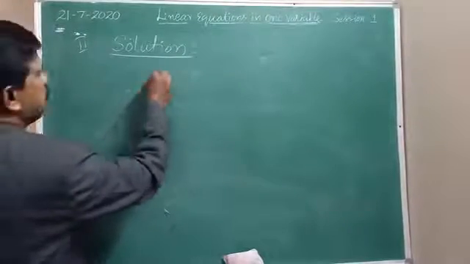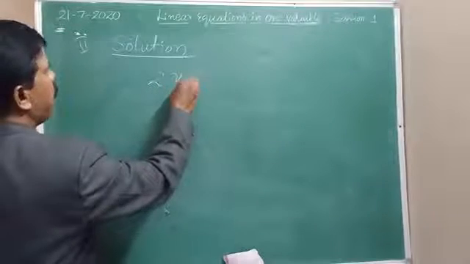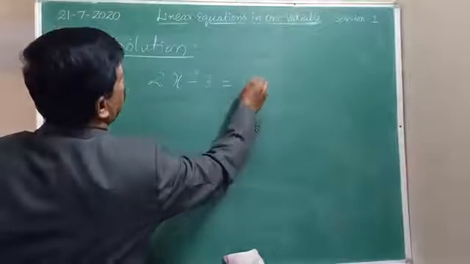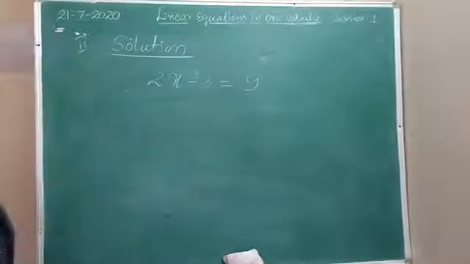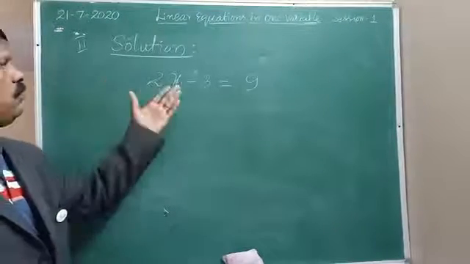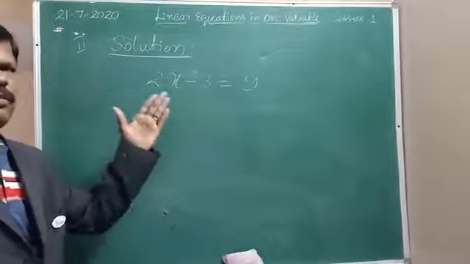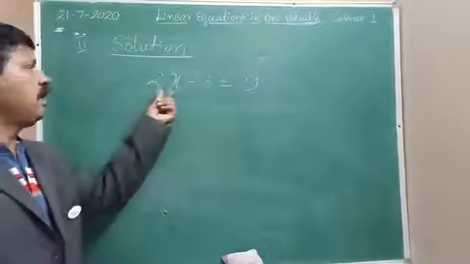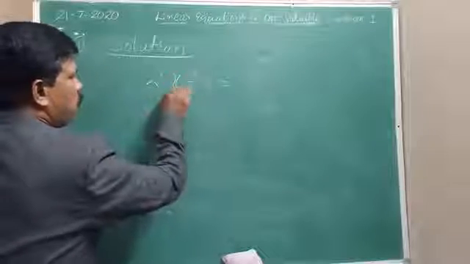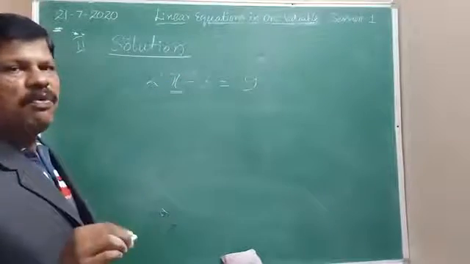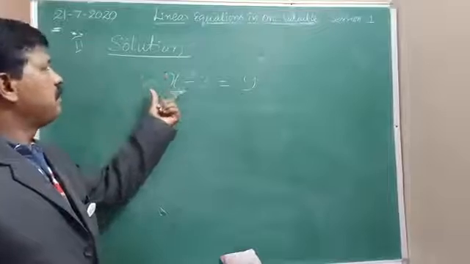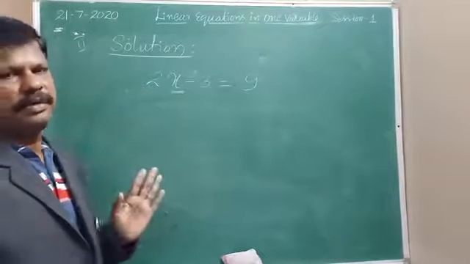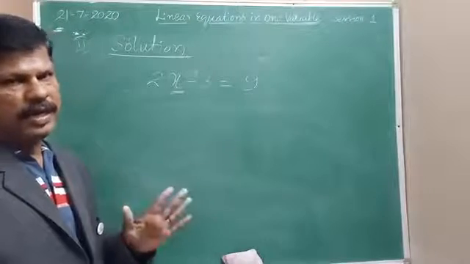Okay, now let us take the previous one. 2x minus 3 is equal to 9. Now, what is the solution for this? The solution is nothing but the suitable value for the variable for which the left hand side is equal to the right hand side.